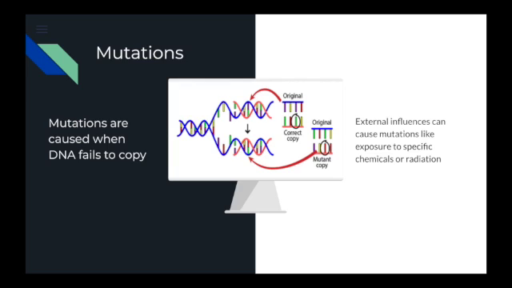Mutations could happen when DNA fails to copy accurately. External influences can create mutations. They can also be caused by exposure to specific chemicals or radiation.